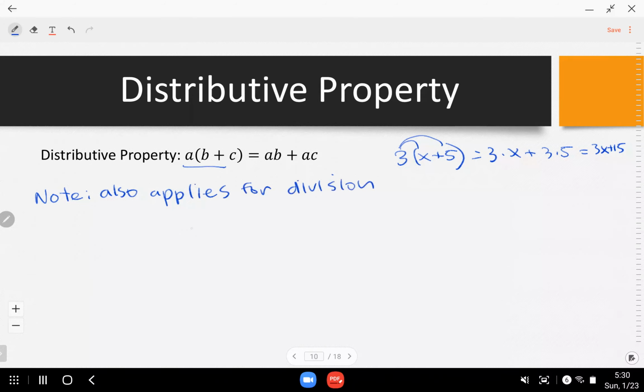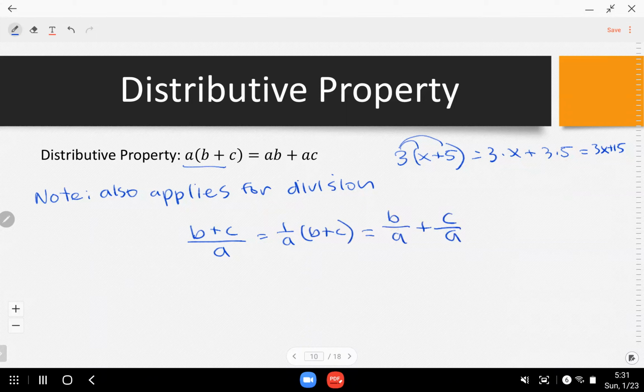So when you have B plus C over A, if this is kind of hard to think about, we can say it's basically multiplying B plus C by 1 over A, all right? When you think about it that way, then you know that this also applies for division. We get B over A plus C over A, all right? It also works for, I mean, division.